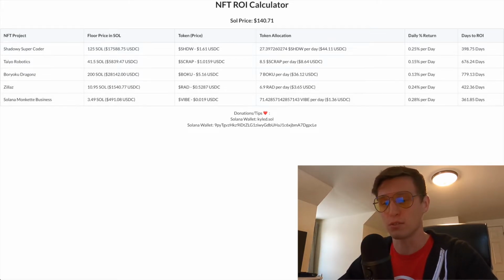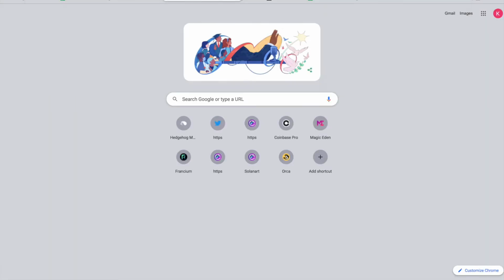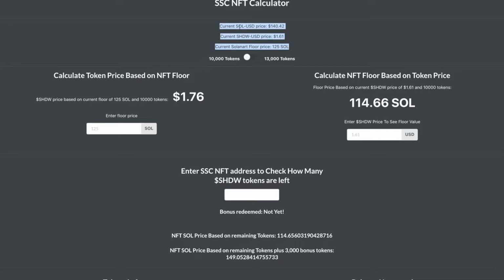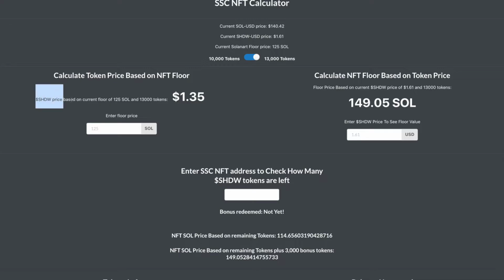And then obviously I also did create originally this SSC NFT calculator, which is free for anybody to use right now. This is sort of a similar thing. You can see the current Sol price, current shadow price. You can toggle between 1,000 tokens or 13,000 tokens because of that 3,000 token bonus if you stake for a full year. And this basically tells you what the NFT floor price should be, what the shadow price would be based on a current floor of 125 Sol and 13,000 tokens, or you can toggle back to 10,000 tokens, right?